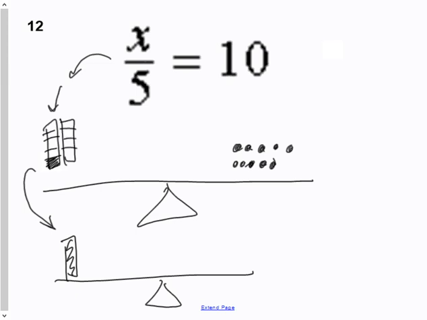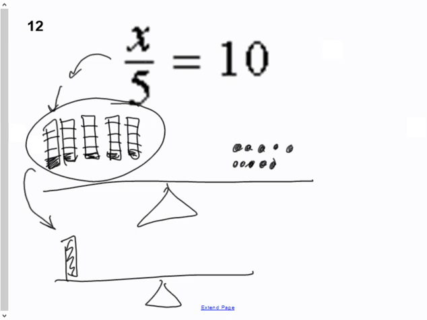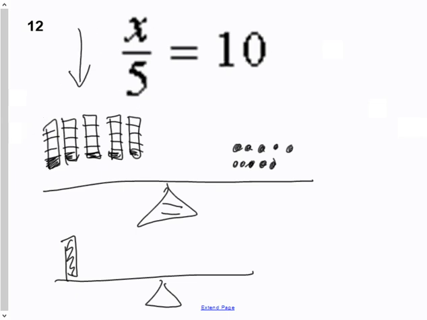So what I need to do is multiply this side by 5. And these 5 parts put together would equal 1 full x. And remember, if it's a scale and I multiplied the weight of this side by 5, then in order to keep it balanced, I also have to multiply this side by 5.